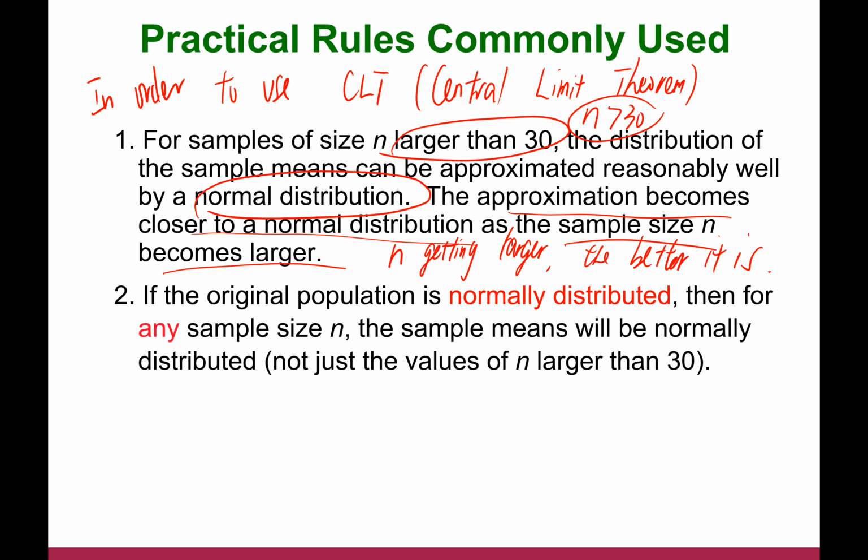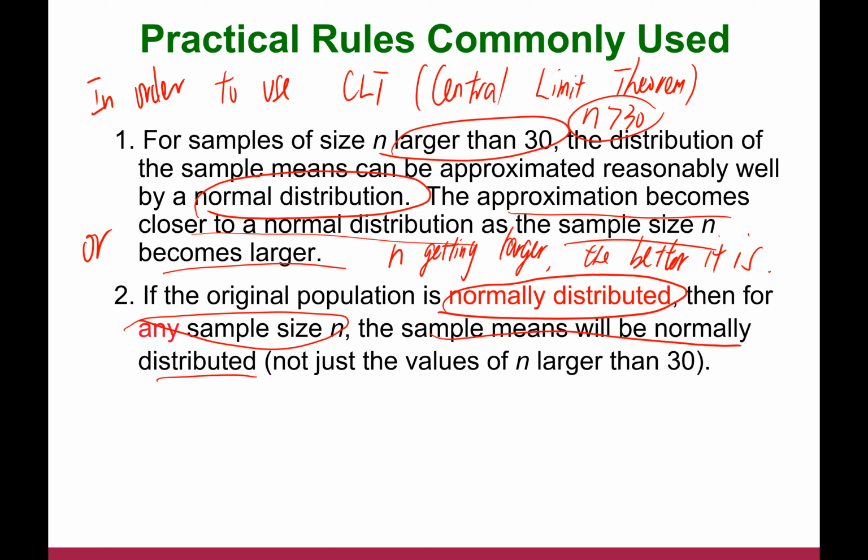Okay, if the original population is normally distributed, then the sample will inherit that particular trait from the population. The sample becomes normally distributed, and for any sample size n, the sample means will be normally distributed. So if either one of these is satisfied, then we can use the central limit theorem.